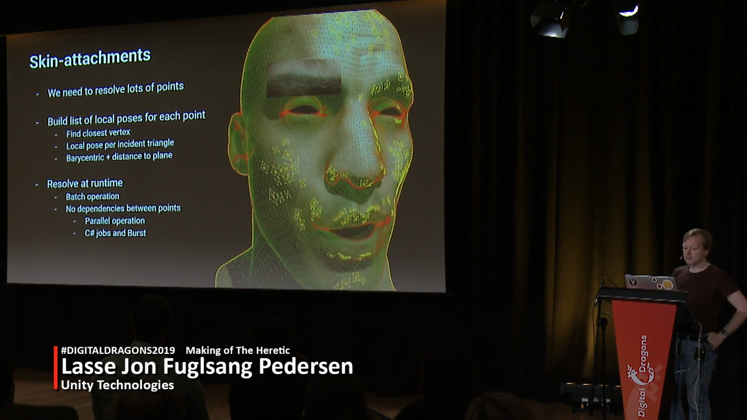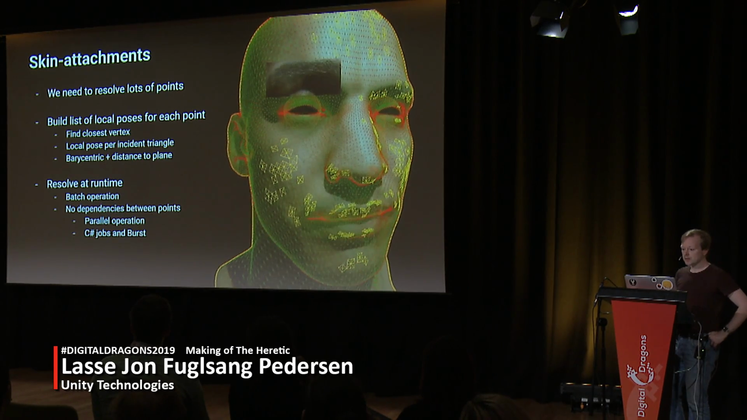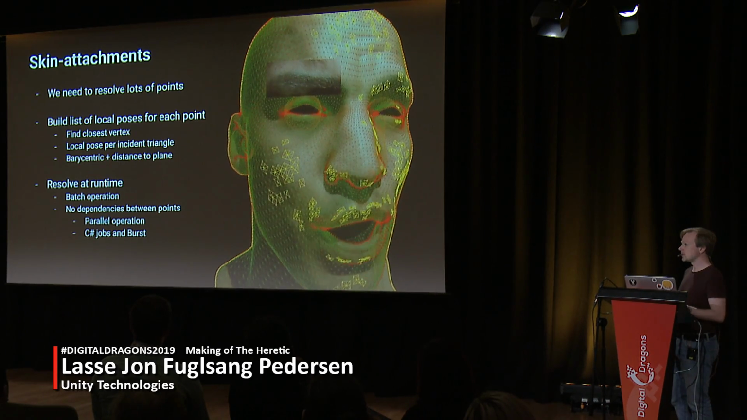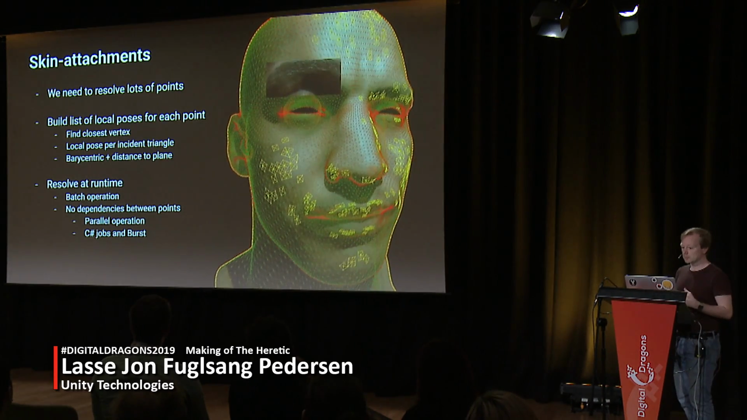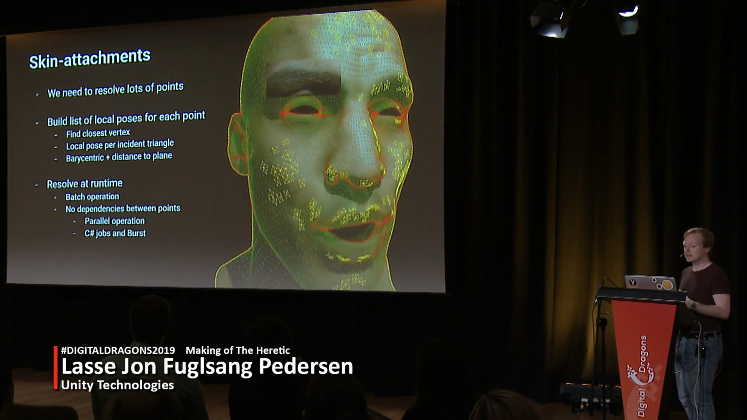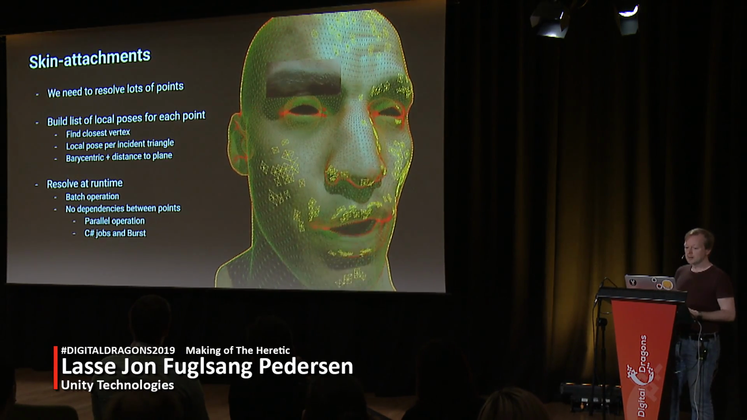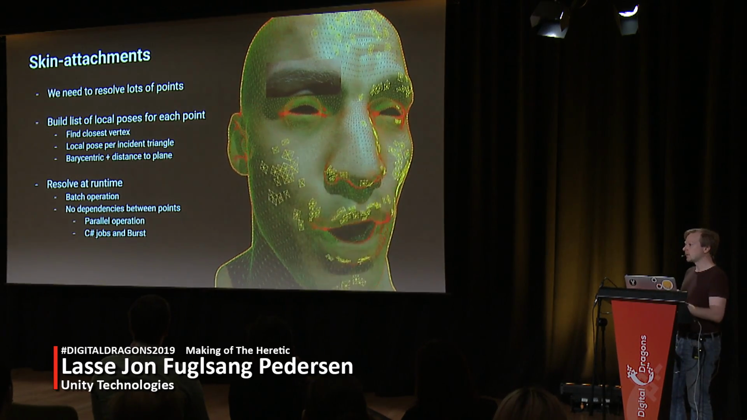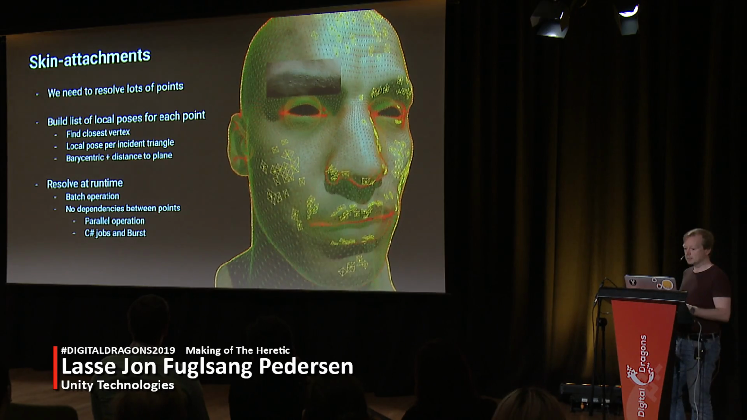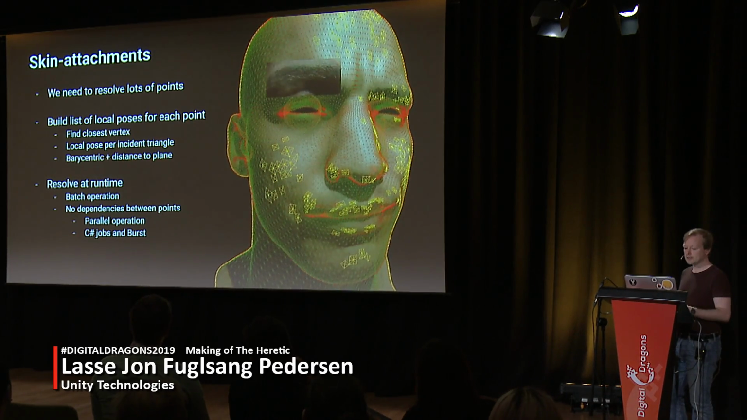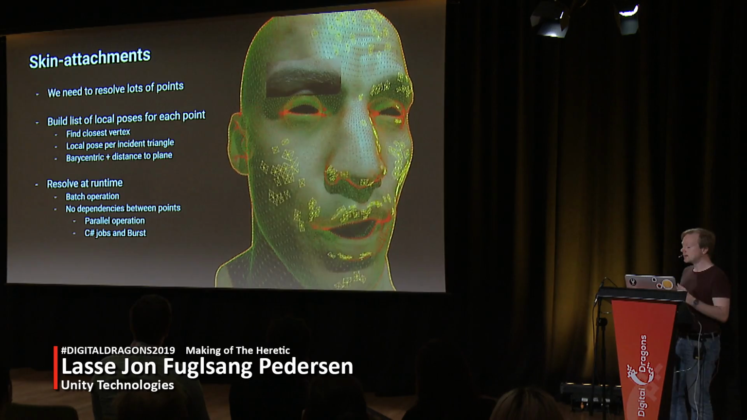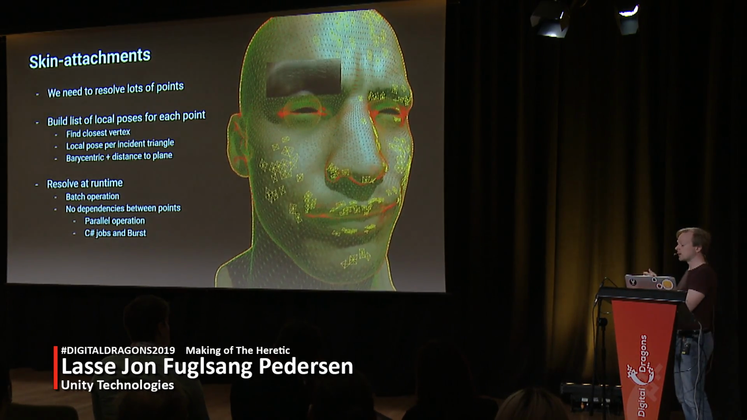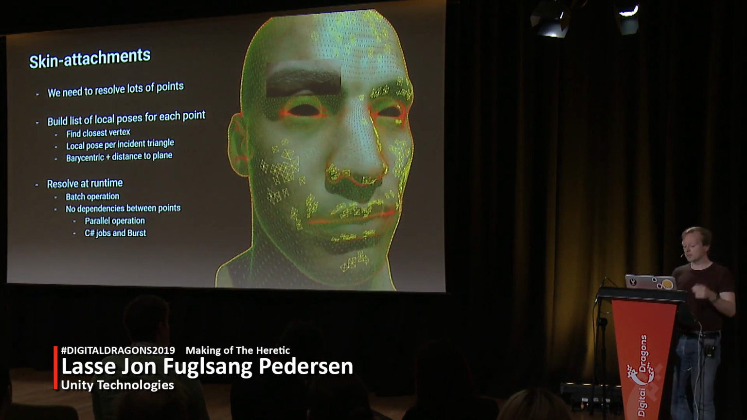Then at runtime, everything is a batch operation. There are no dependencies between the points. It's completely parallel, and we just fed it into C# jobs and Burst, which made it go faster in an easy way. So we just batch resolve all the points from all the poses. All the data is completely sequential, and then we take those groups of points, like all the points that used to be the right eyebrow. We take those points and update the mesh with them.